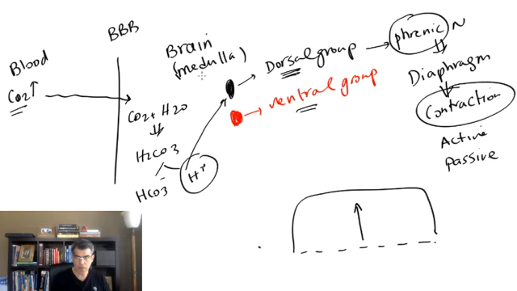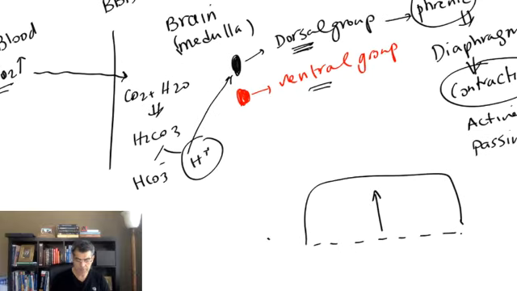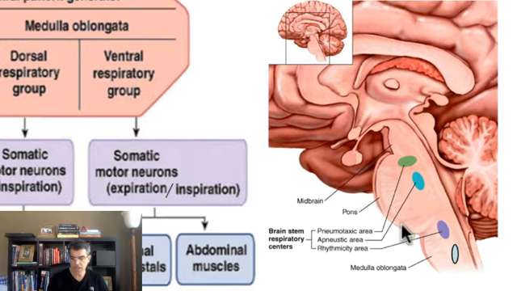Besides the medulla, we have a couple of centers in the pons which also control breathing. Let's take a look. In this picture, you can see this is the pons and this is the medulla. As you can see in the medulla, we have 2 centers. One is called the dorsal group and the other is the ventral group. In the pons, we also have 2 groups. One is called the pneumotaxic area and the other is called the apneustic area. The apneustic area is going to prolong your inspiration. So you're going to go like this.